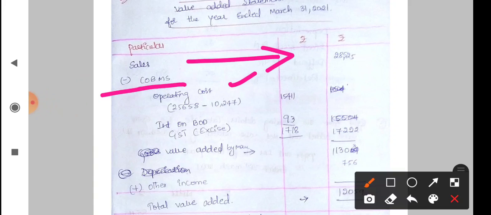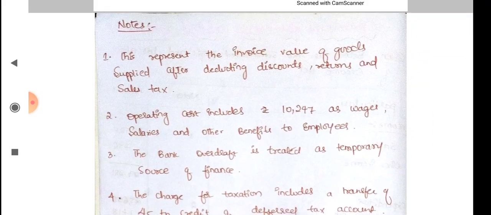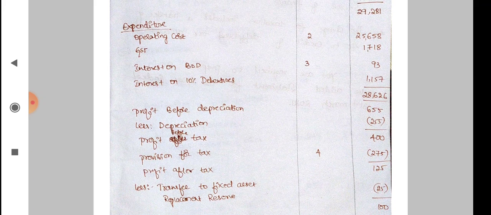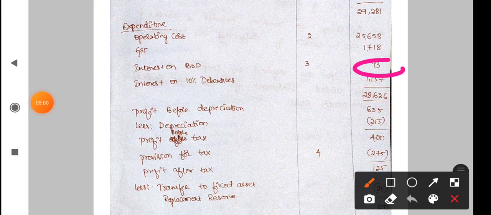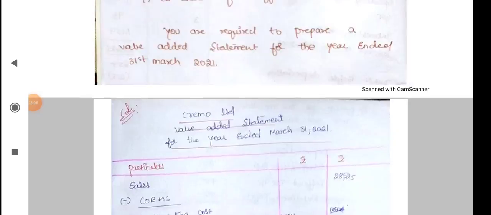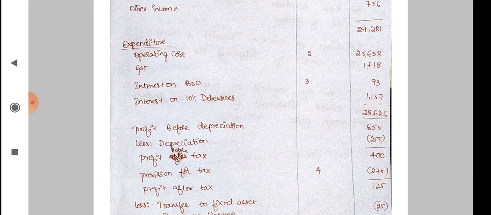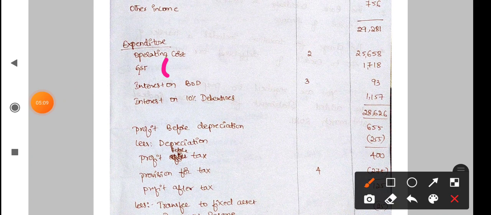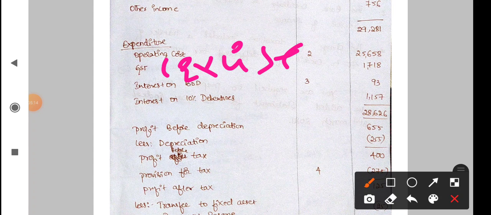Next, interest on bank overdraft. The amount given here is 93. So direct 93 we have to deduct here. Next, here GST they have given as GST. So GST here means it is excise. So excise means the tax which is paid on the manufacturing.